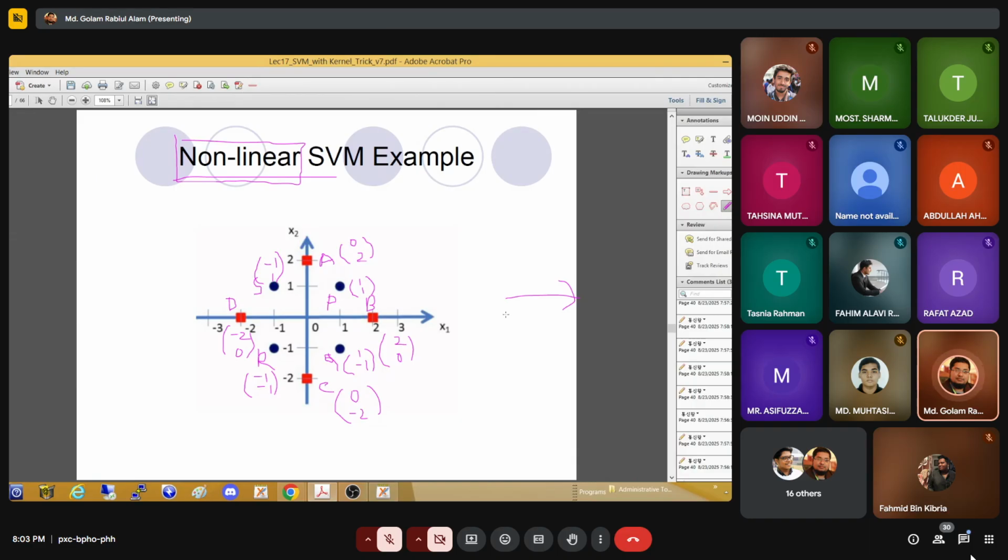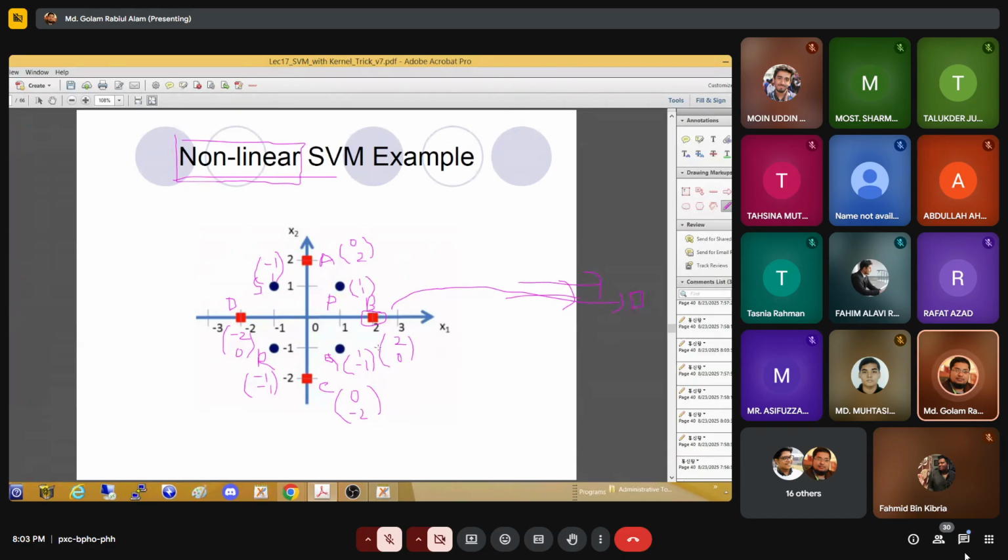So our intention is to project the red squares to this right side, and we don't want to touch the blue circles. That means the blue circles will be as they are. So for that, how can we think about this? Let's say this is the point B, and we want to shift it to the right side, maybe to here.